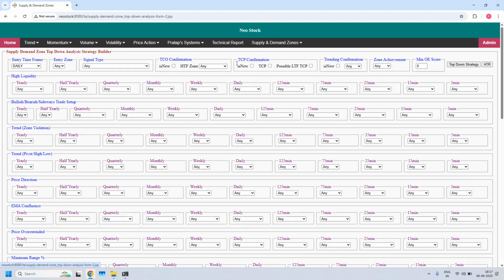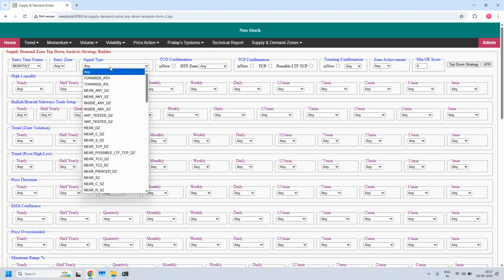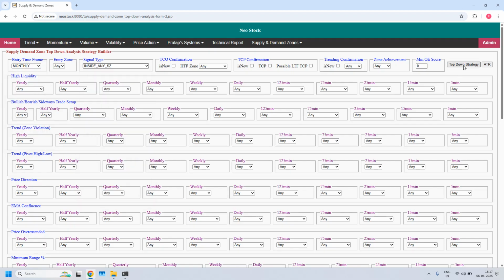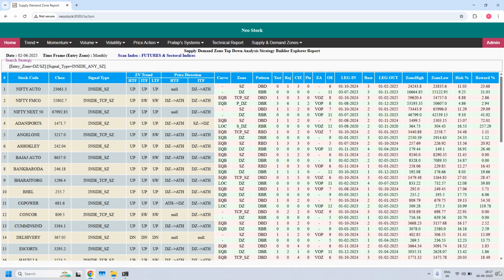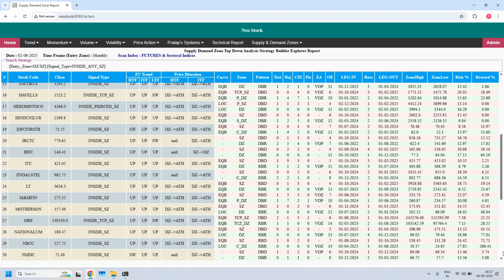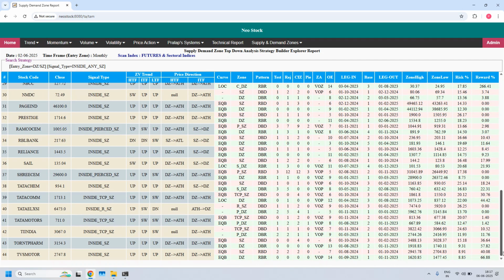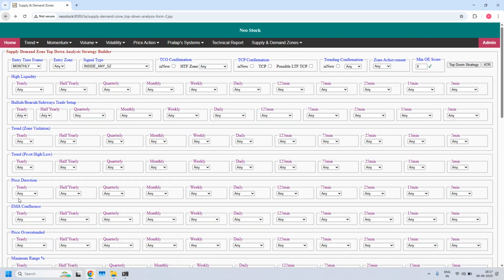Next, price closed inside the monthly supply zone. We got a big list, first 15 stocks in the list. Scrolling the list down. So total 44 stocks. We can further filter this list based on monthly supply zone having monthly EMA confluence.